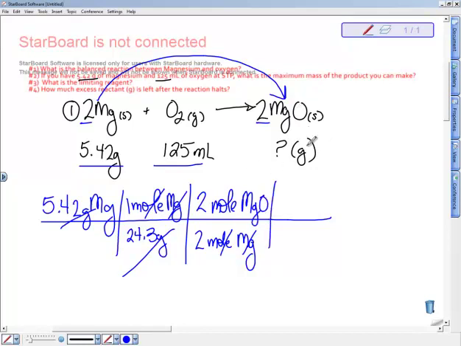Now, the point of the problem is we wanted to figure out the maximum grams of magnesium oxide. So you see how the only thing that is not crossed off right now is moles of MgO. Well, I'm going to make that mass of MgO, so I'm going to convert my moles to mass. All right, so use your periodic table to figure out the molar mass here.